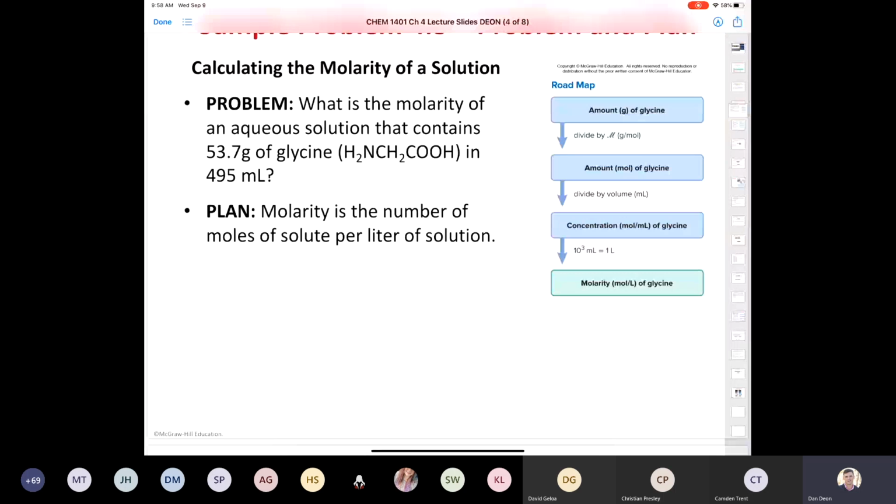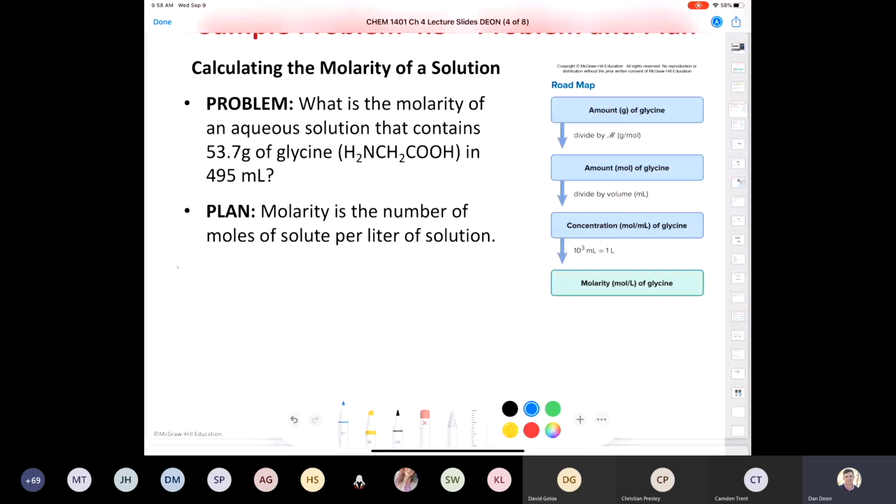Just a plain old concentration problem. It says, calculating the molarity of a solution. What's the molarity of an aqueous solution that contains 53.7 grams of glycine? And they've given you the molecular formula here. Why can't they just give us a molar mass and make our lives easy? I don't know. Anyhow, molarity is the number of moles of solute per liter of solution.